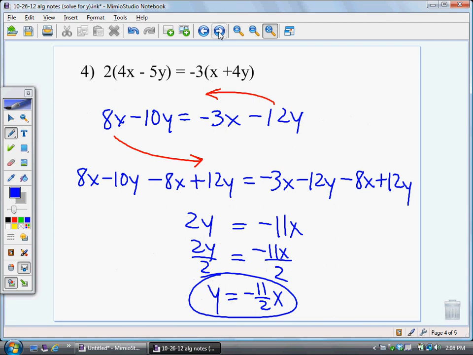On the last one I simplified first, and then I got all the y's onto one side. And this one we had y's on both, so you got to get all the y's to one side, because that's what we're solving for. Everything else goes to the other side. In this case, all it was were x terms, and you just solve for y. That's it.